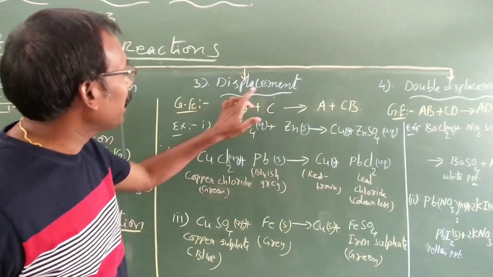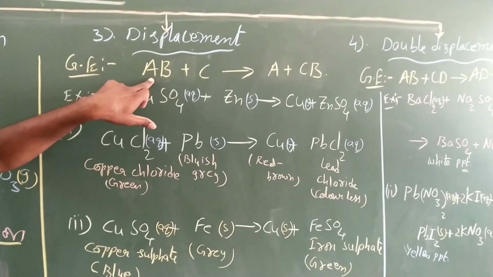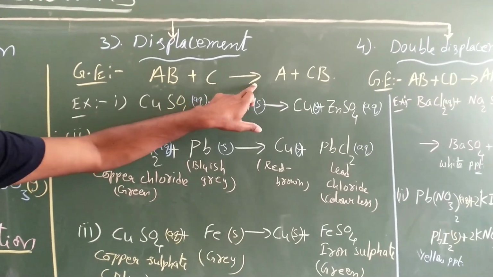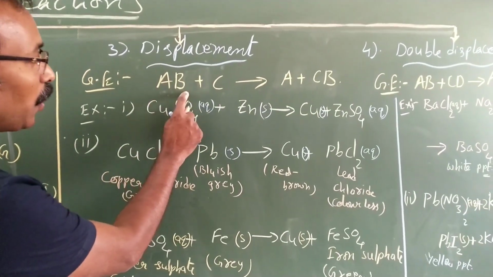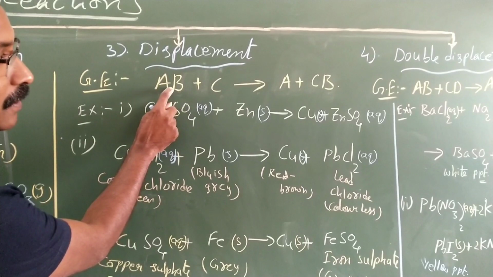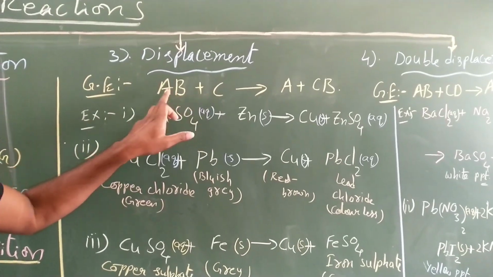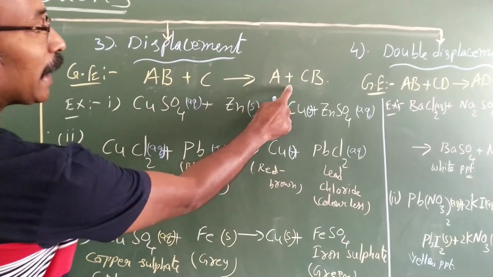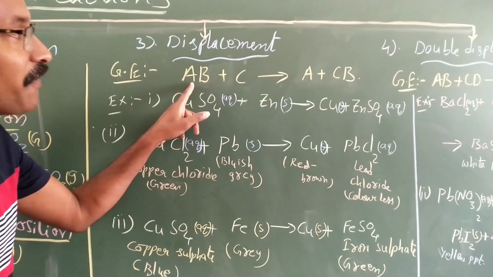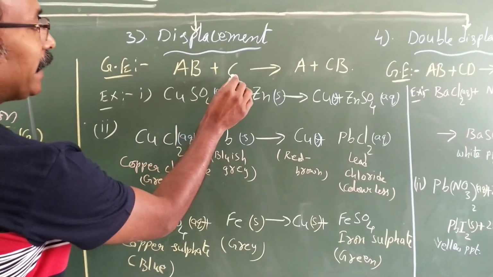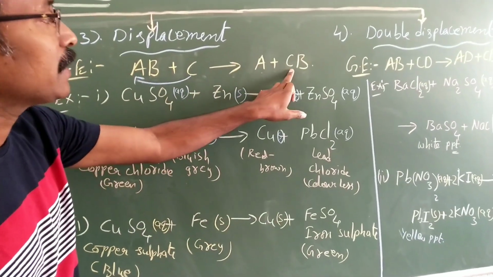Okay. So in the displacement, if you understand with the general equation, AB is a compound, A combined with the B to form AB, and an element C is there here, and it will be giving you A plus CB. Children, see here, in this compound, AB plus C gives rise to A plus CB. Here, the C is replacing the A. C is replacing the position of A. That's why when it is replacing, A will be just going out, and in place of A, C is settling. That's why CB.